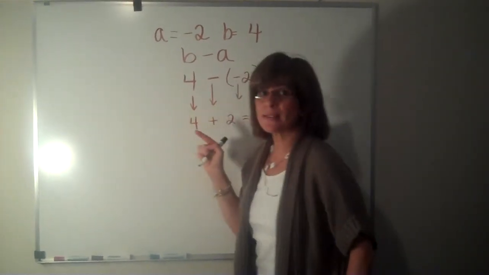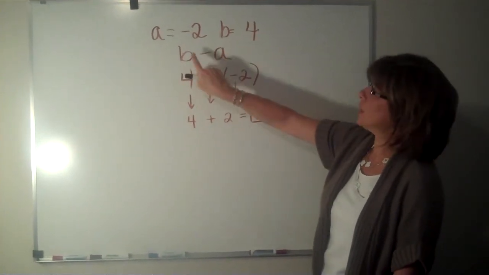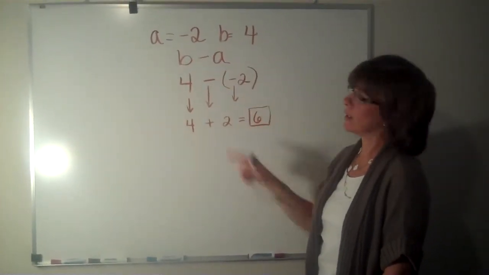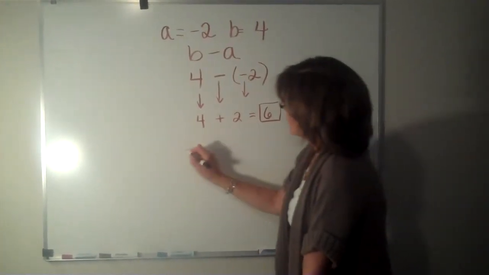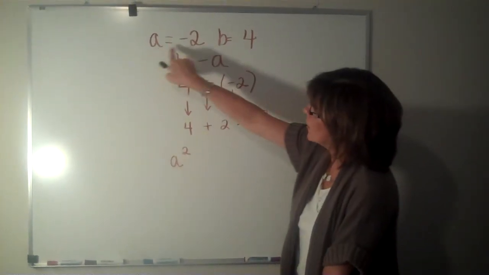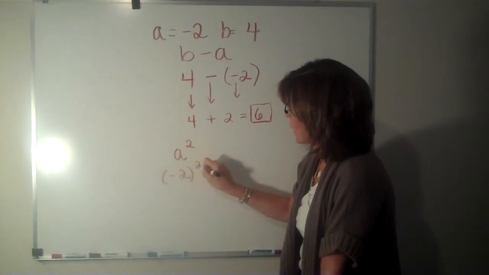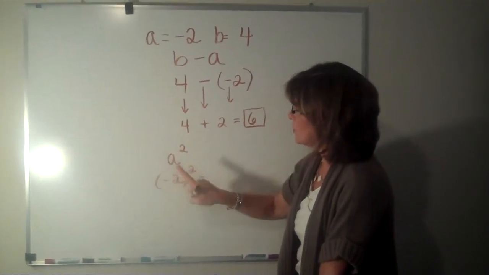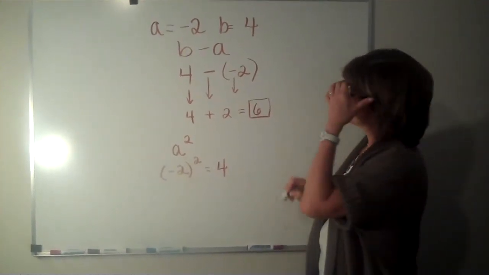Do you need to show all these steps? Yes, you do. Here's your problem. You need to show me what you've substituted and then show how you got your answer. With these same values, we could do a squared. So that means I take the value of a, which is -2, and I square it. -2 times -2 is +4.